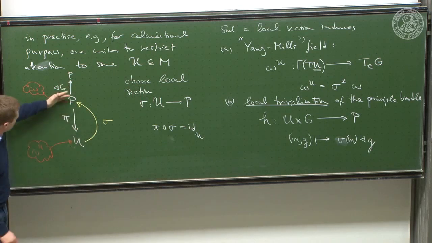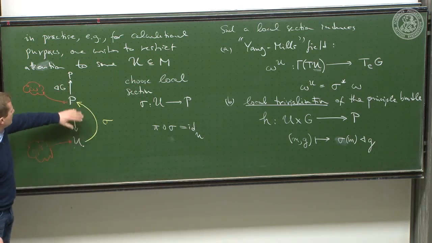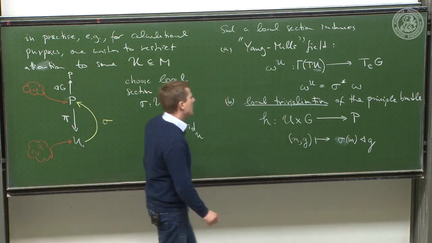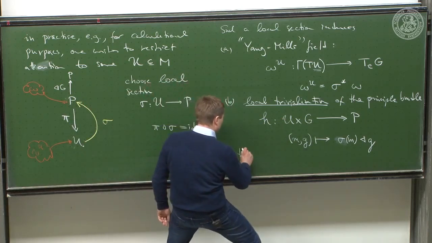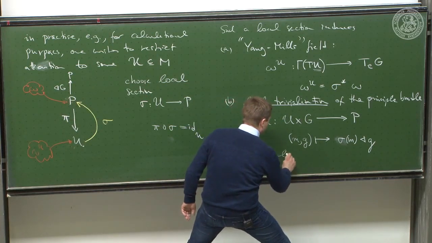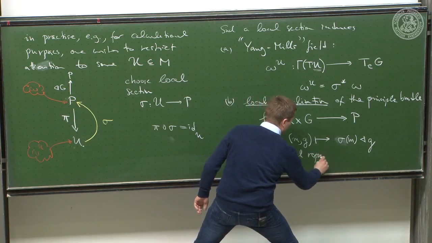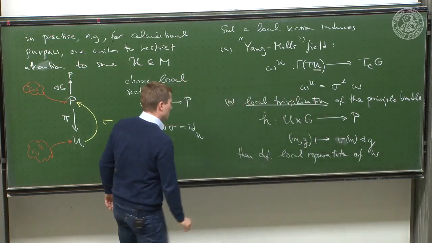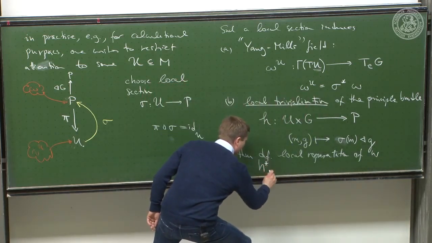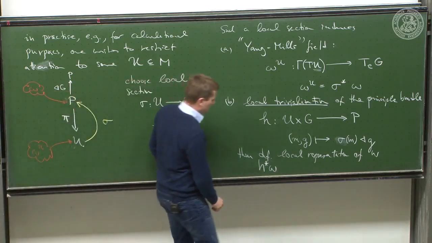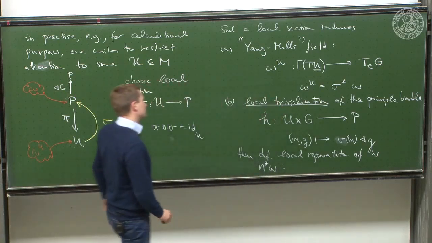It allows you to pull back the connection form to a Yang-Mills field, and it allows you to understand part of this P as this local trivialization. And once you have this local trivialization, then you can define the local representation of the connection 1-form as the pullback of omega under this h. Okay? So what kind of guy is this?